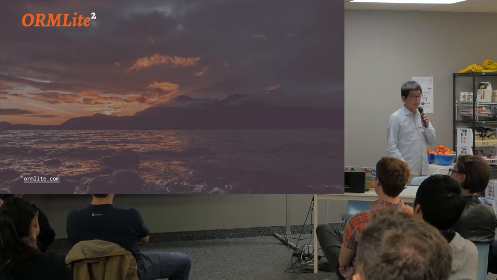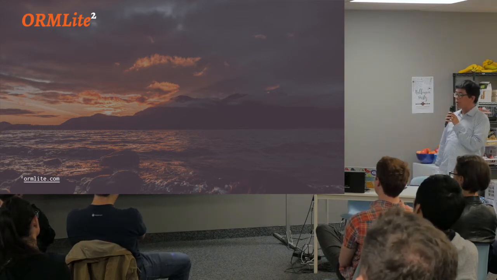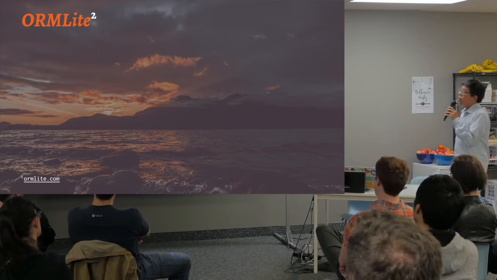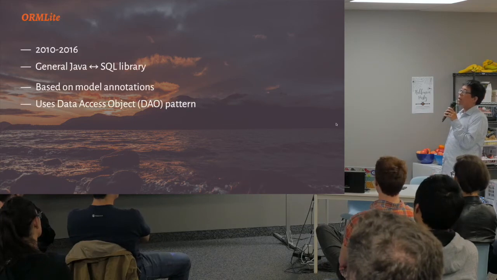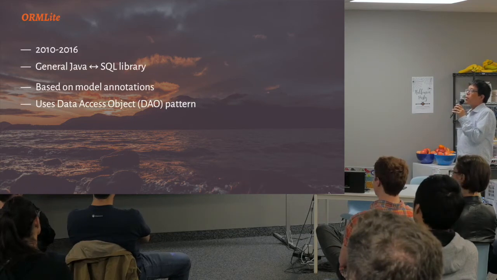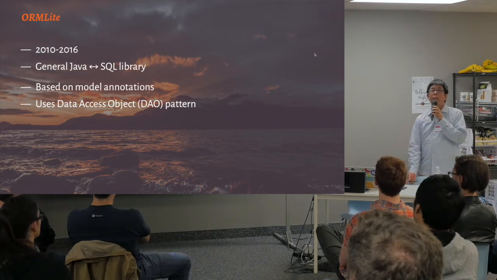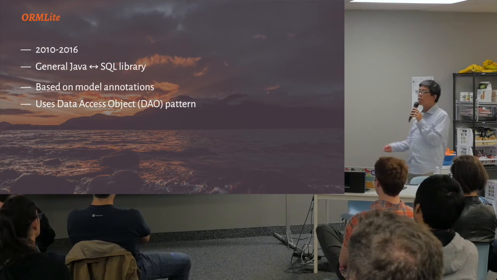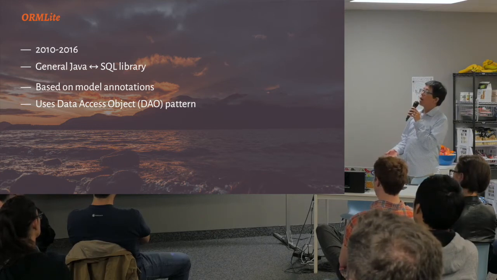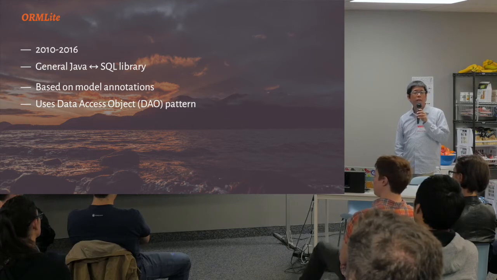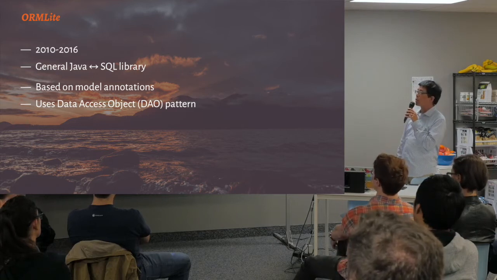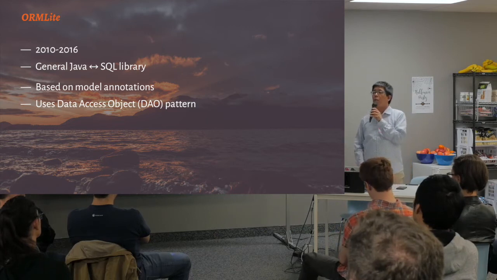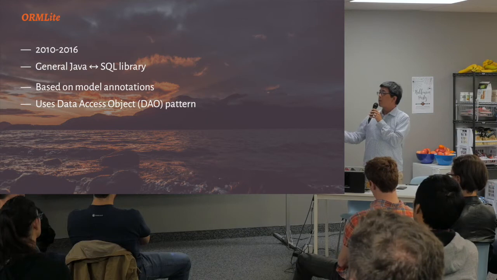Okay, so ORMLite itself was started in 2010 and had its last release in 2016. So I think Gray, the author, has sort of stopped working on it. Now, it's not a specific Android ORM in that it works just on regular Java outside of Android, and it also works not with just SQLite, but with other SQL implementations like Postgres or MySQL, Oracle or something like that. It's heavily based on annotating your model objects and uses this DAO, data access object pattern.